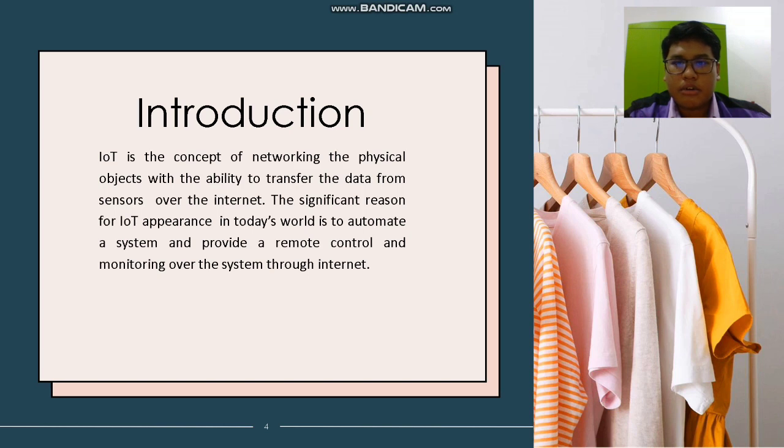IoT is the concept of networking physical objects with the ability to transfer data from sensors to the internet. The significant reason for IoT's appearance in this world is to automate a system and provide remote control and monitoring over the system through the internet.